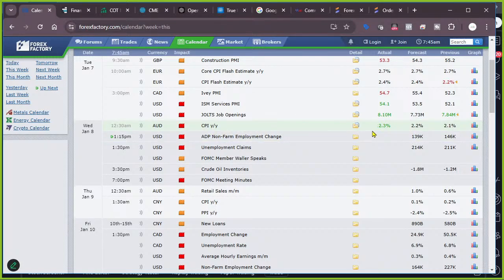So we've already seen inflation for Australia sit up there, still hanging in there, higher than forecasts and higher than expectation. So that remains a bit of a problem, and that should see a bit of a boost to the Aussie dollar, because it just means interest rates will be left higher for longer. Okay, aside from that, today we've got ADP non-farms later.